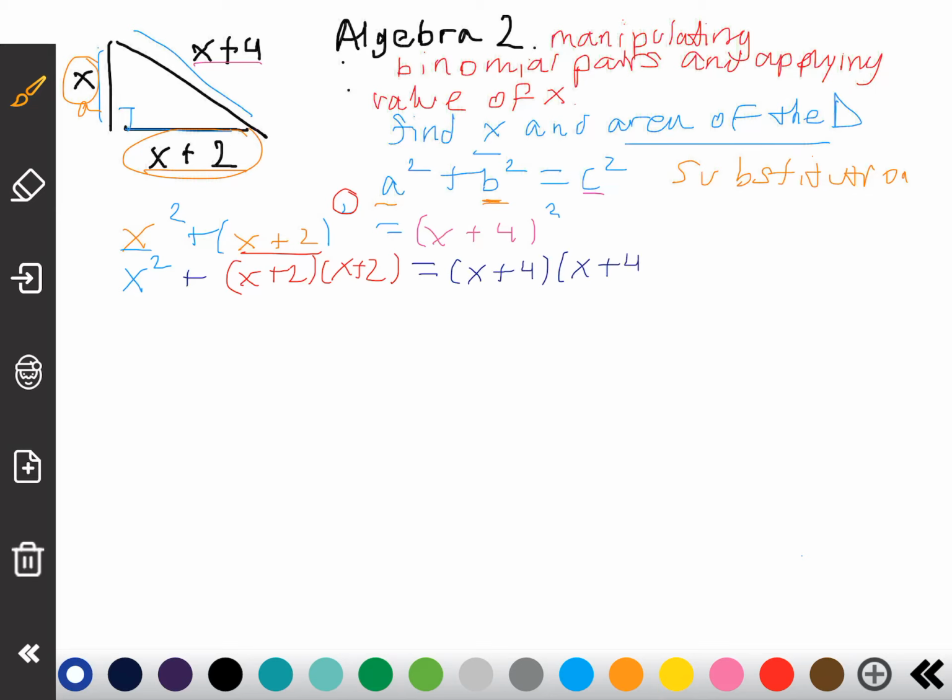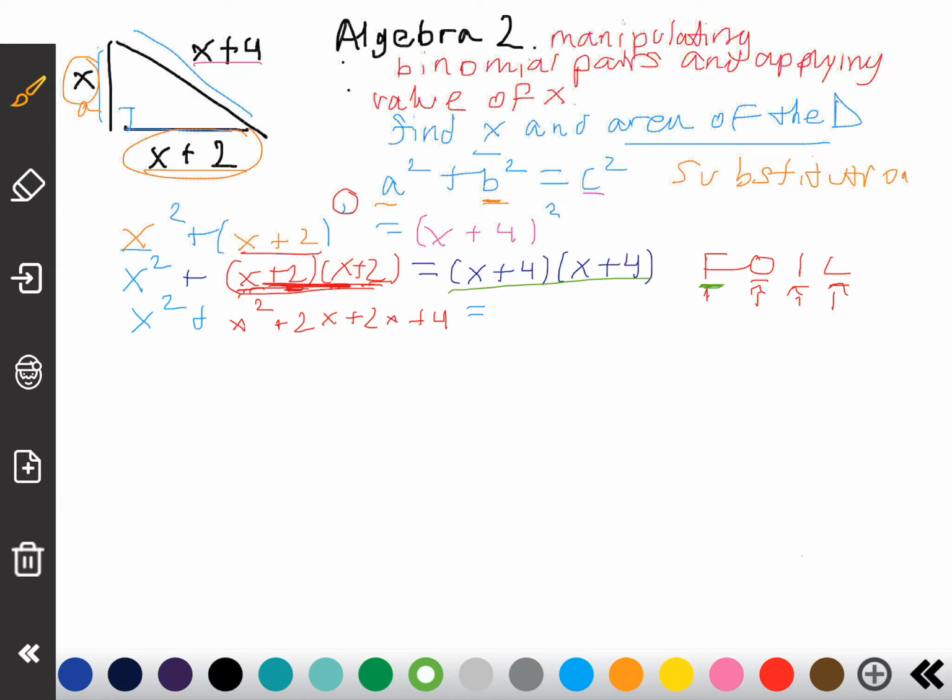So x times x, which goes for the F, is x to the second power. Now for the O part, the outside, that's x times 2. That's 2x. The inside, 2 times x again, so it's 2x. And then the last, that's 2 times 2, which gives us 4. Okay, again, I'm denoting that in red, and I'm going to rewrite everything else, so x to the second power plus, and why don't we handle the foiling property now with x plus 4 times x plus 4.